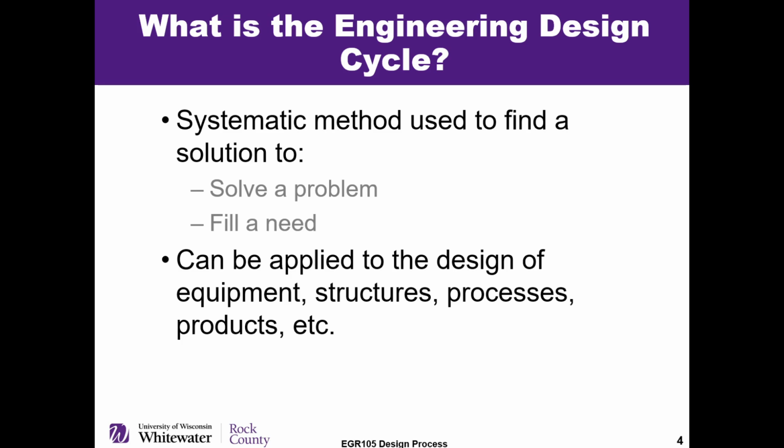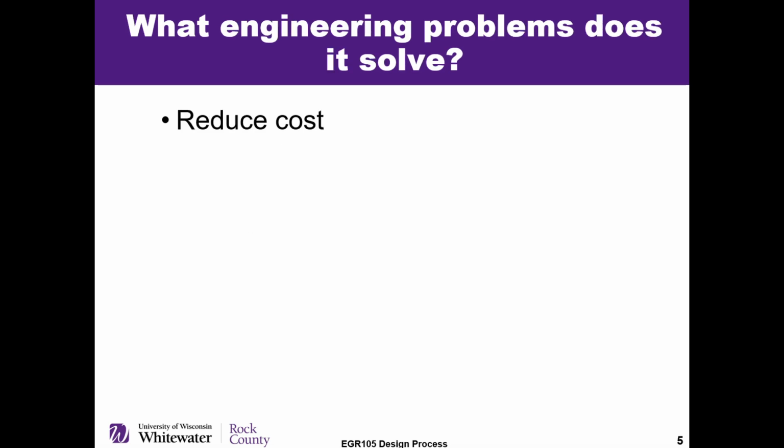This process can be applied to the design of equipment and products, structures and different processes. It can be used for a lot of different types of things. So what does it really do? What types of problems does it solve? It can solve problems for reducing the cost of producing the product through manufacturing or just the parts itself. Maybe you find ways of reducing the cost of the parts, less material, that type of thing, or different materials.